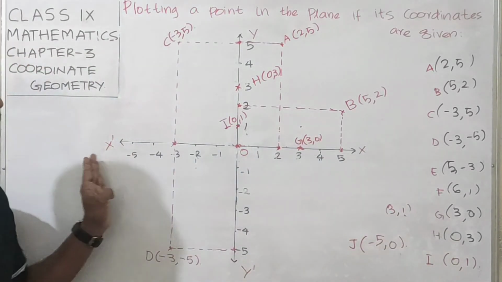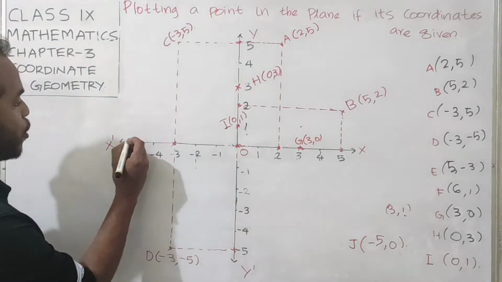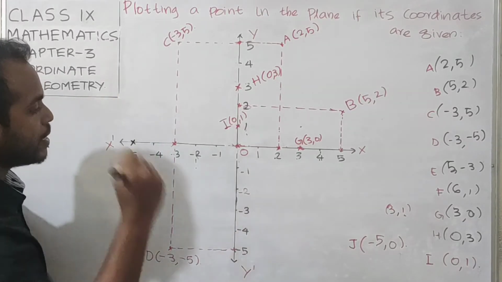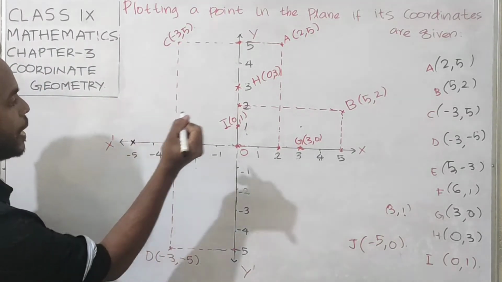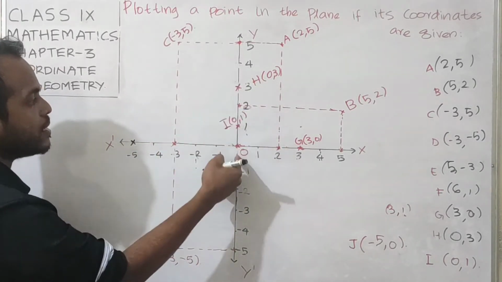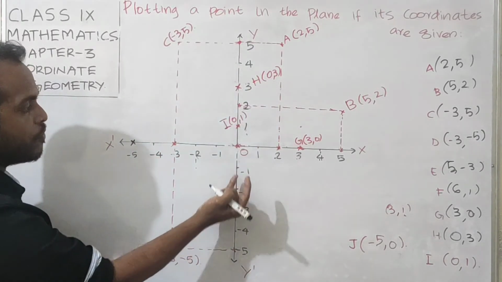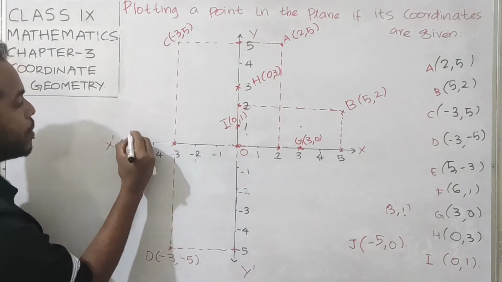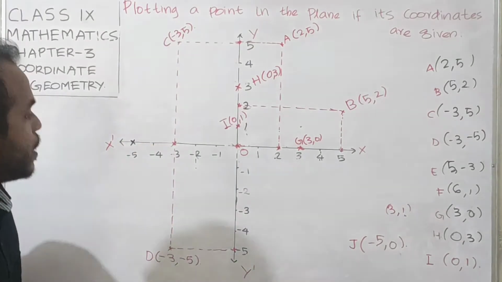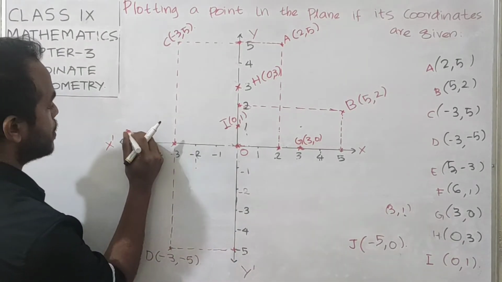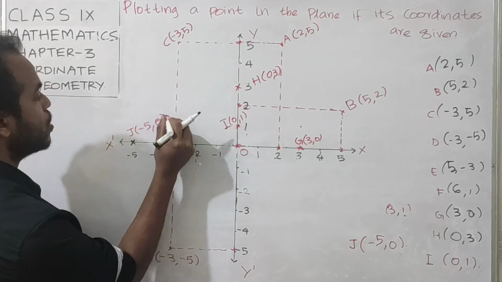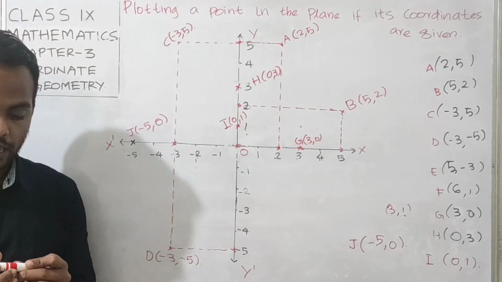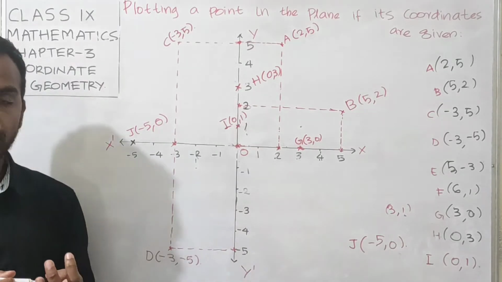Who is our x axis? This is our x axis. Where's the point? -5. This is our point. Now, what about the y coordinate? Y coordinate is 0. So, where will the point be? Y coordinate 0 means there is no rise or fall in the y direction. So, the required point will be over here itself. We can write J (-5, 0). So, I hope you understood how to measure any given point in the Cartesian plane.